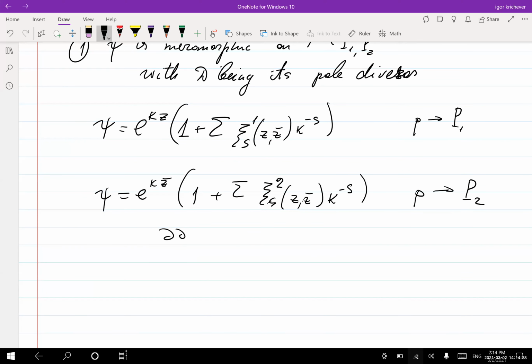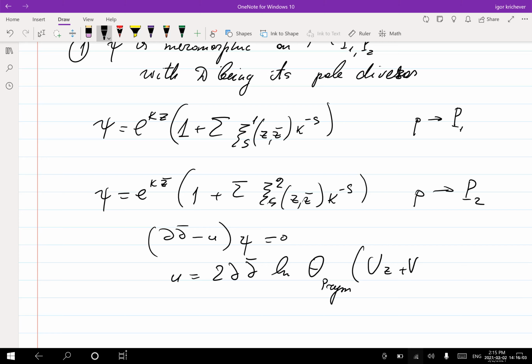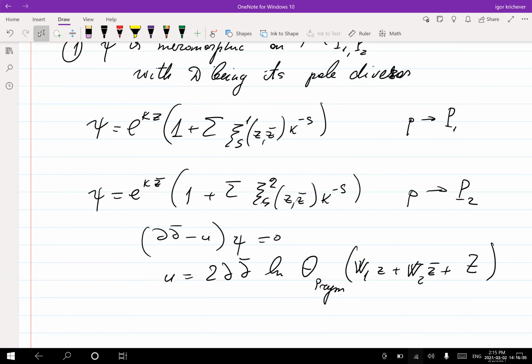That condition uniquely defines ψ, and then the claim is that (∂∂̄ − u)ψ = 0, with u being the second logarithmic derivative, ∂∂̄ of log of the prime theta function of (uz + vz̄) + w1 z + w2 z̄ + ..., and that is just the potential. I can write some formula for ψ, but I don't think I need it. This is more or less a standard fact, but I just presented it in order to stress what the problem is.